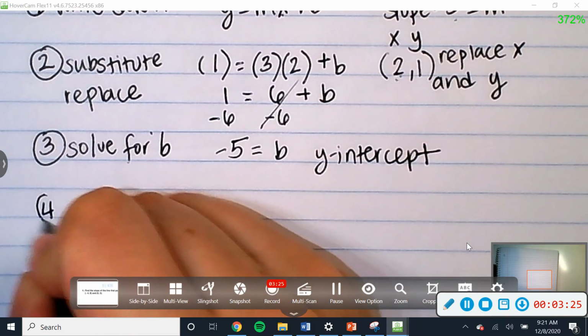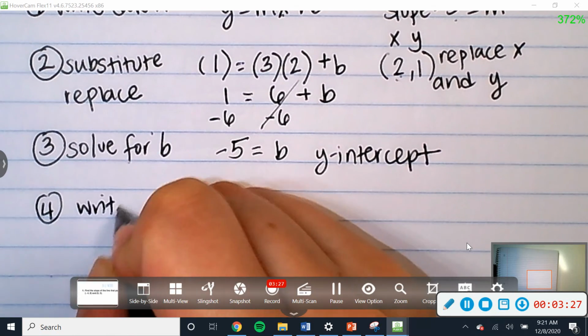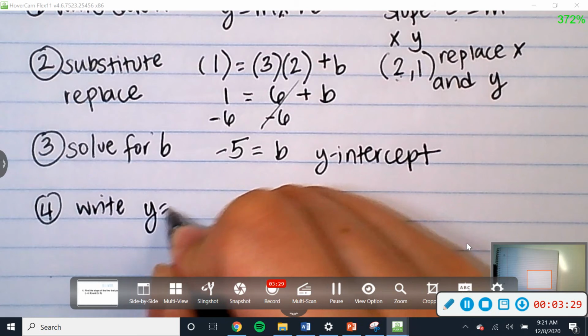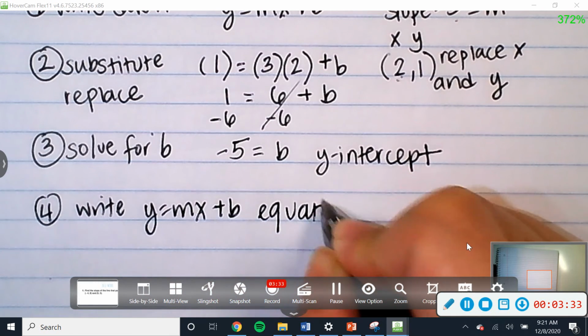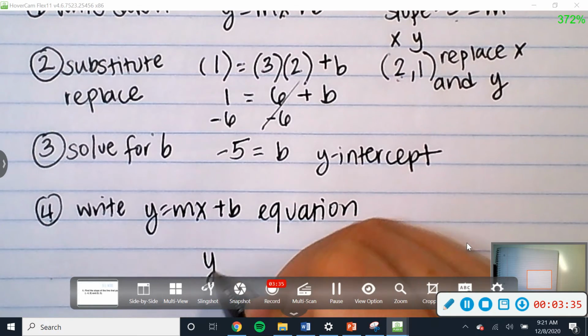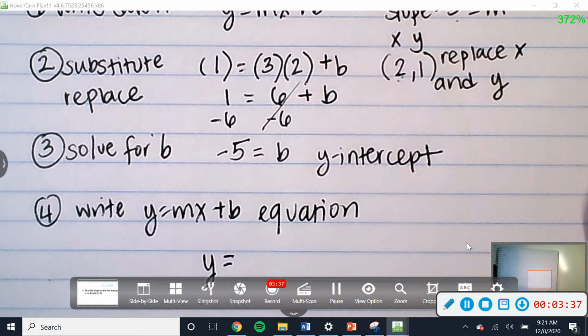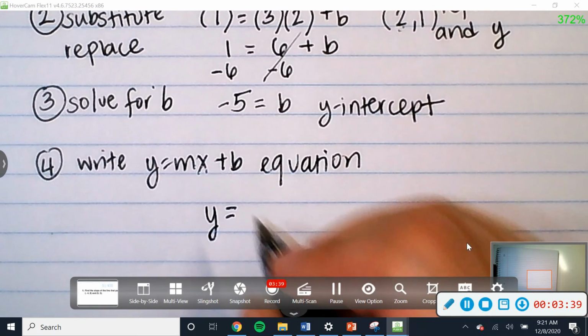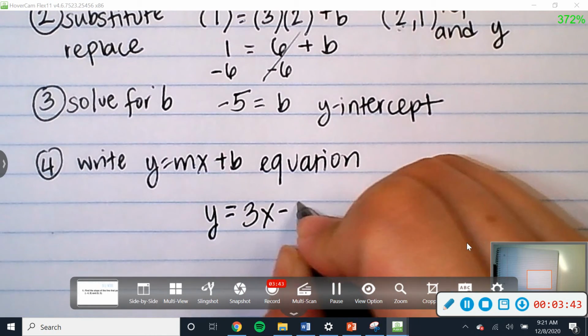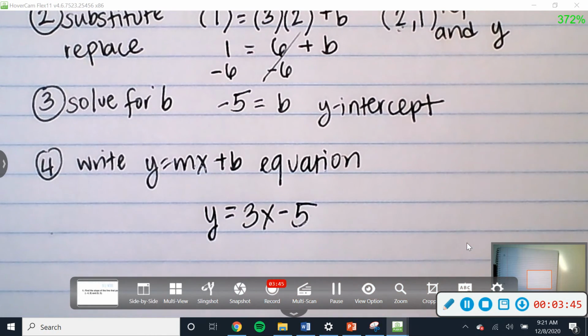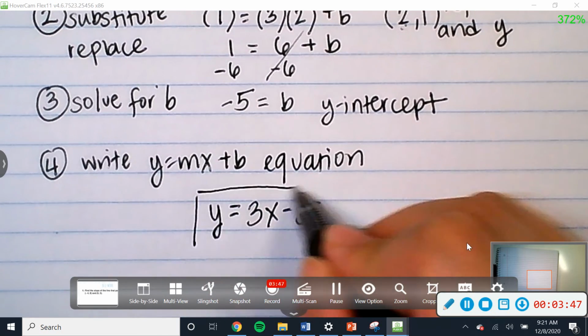So step 4 is just to write our equation. So in this case, our equation is y equals 3x, and our intercept is minus 5. So we have 3x minus 5. And this would be our final answer.